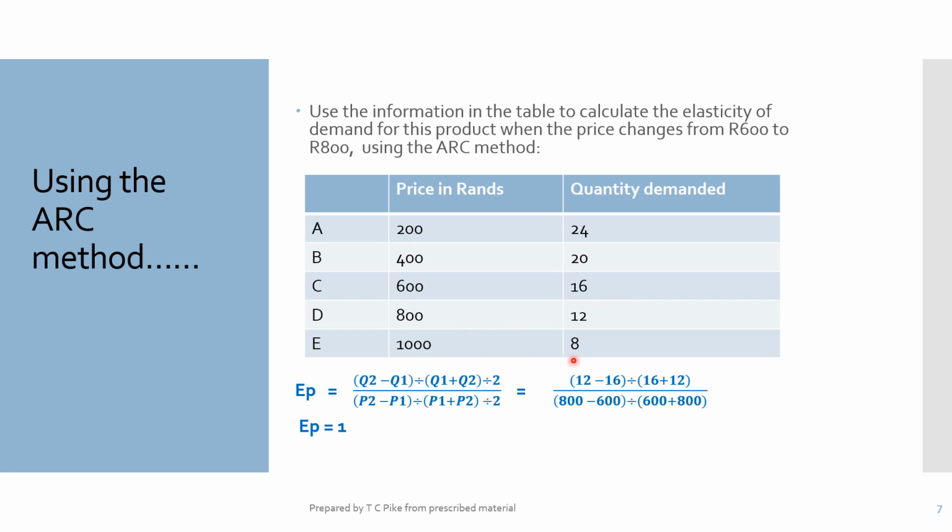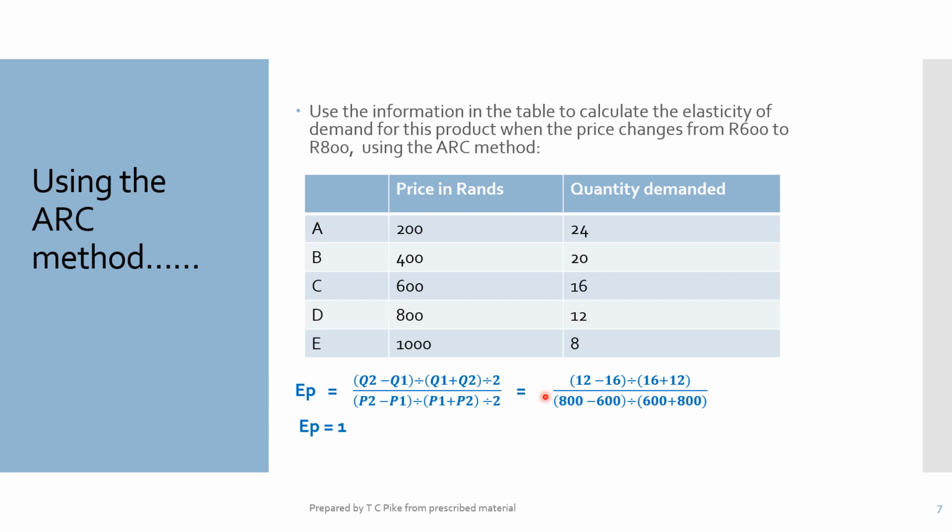So Q2 is 12 minus Q1, which is 16. Don't forget your divided. 16 plus 12. So your quantity 1 and your quantity 2. Remember, a divide by 2 actually cancels out. So at this stage, you don't have to put it in. If you feel more comfortable, you can still. But then remember to put it in both on the top and the bottom when you're doing that division.